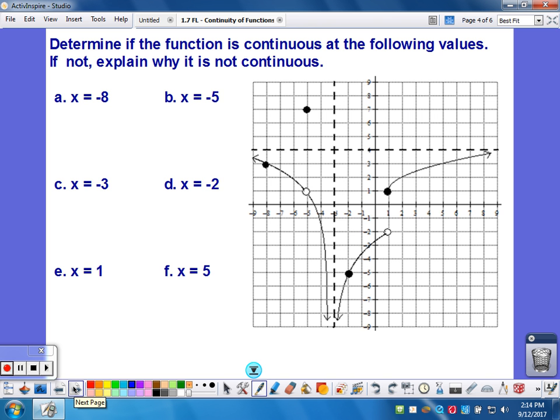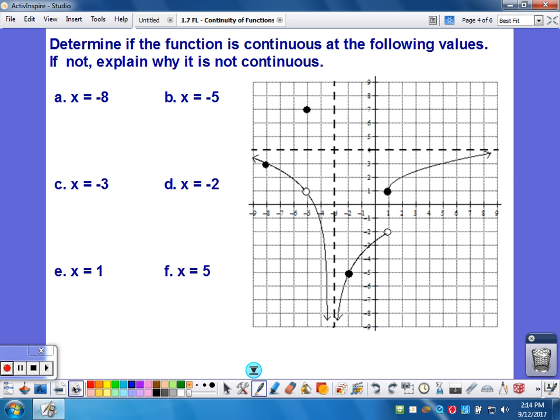So let's determine if the function is continuous at the following values. If not, explain why it is not continuous. Part of our explanation needs to include what part of the three-part definition of continuity this function is not satisfying.